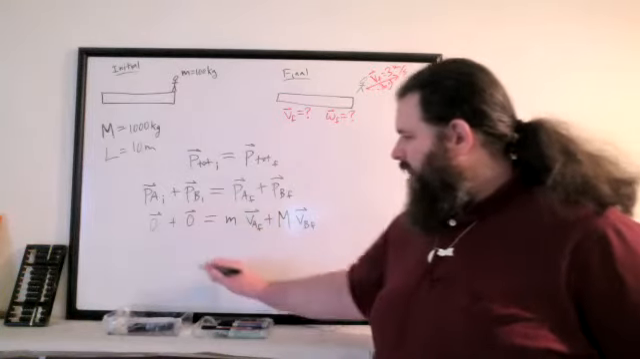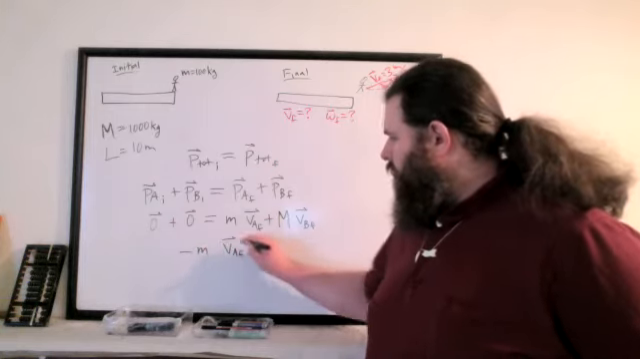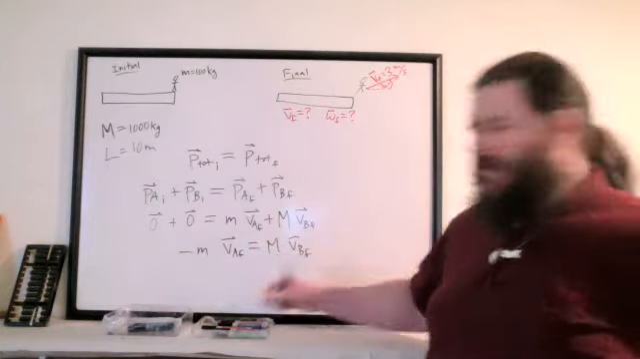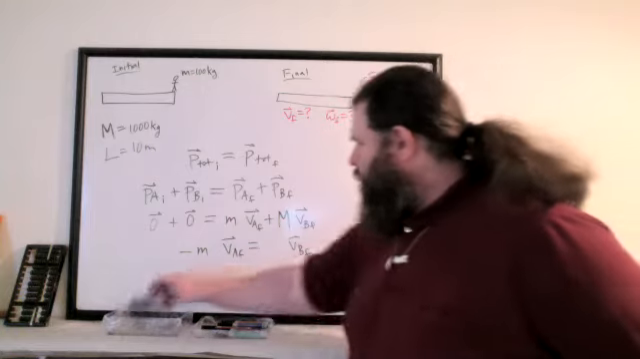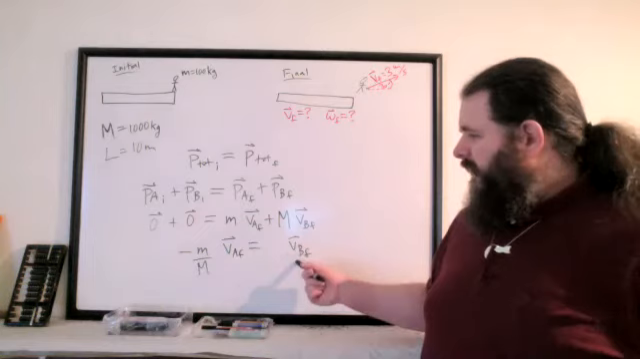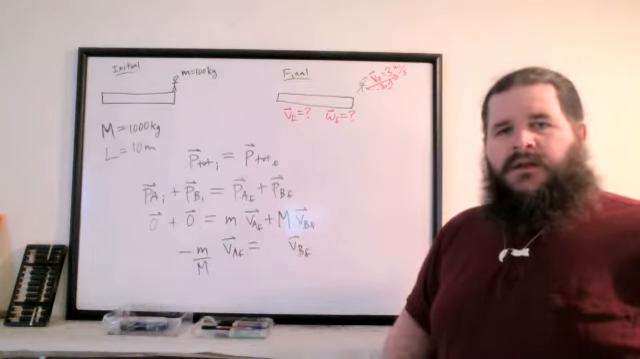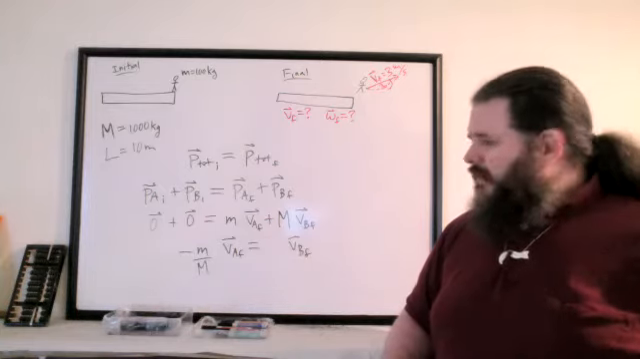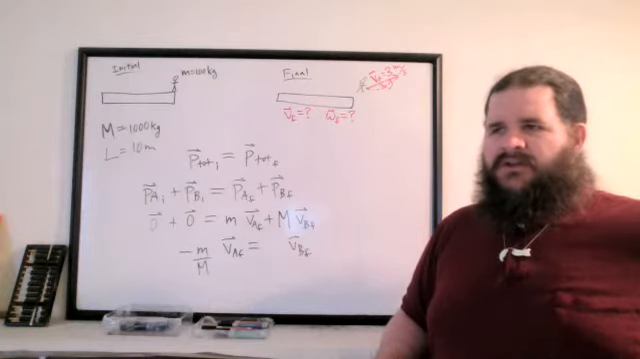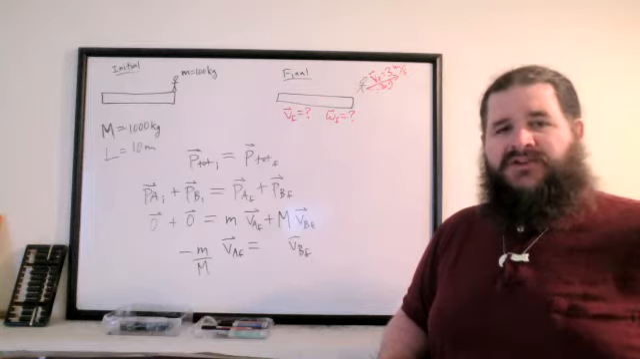0 minus m v_A final is just negative m v_A final. Then divide both sides by mass of the beam. And we get v_B final is negative ratio of the masses times v_A final. So it looks like in this case, we might not even need to split these into components. It might be a good idea in other cases, especially if you're adding momentums together, you want to split it into components to make it easier to add.